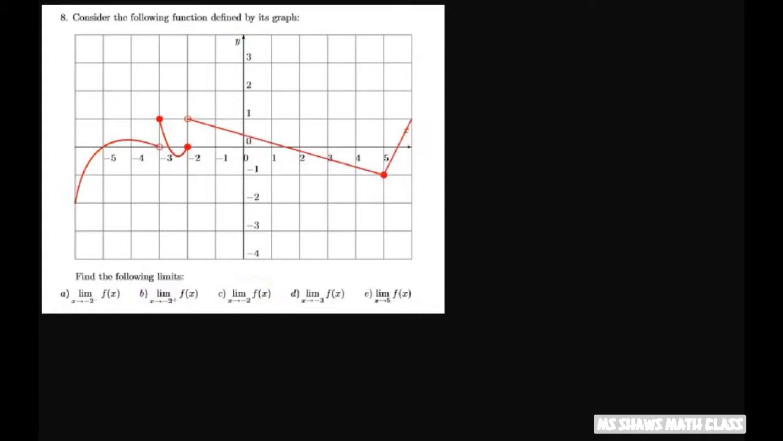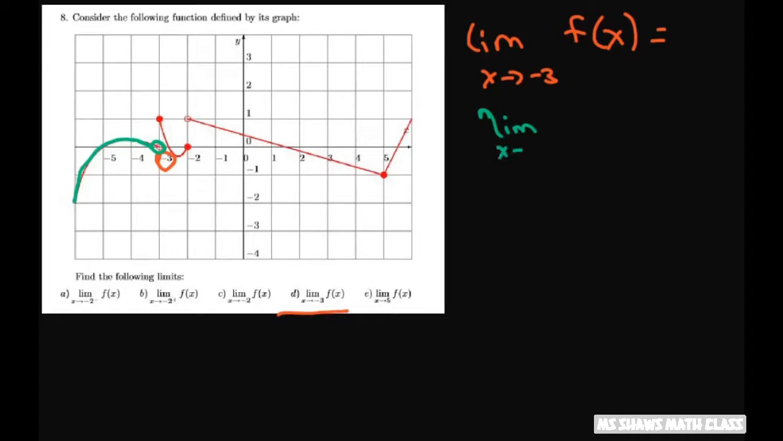Okay, the next one says this. We're going to find the limit as x approaches -3. Now, they didn't say right and left, so we have to do right and left. So where's -3? -3 is right here. So if you're coming from the left, even though it can't equal it, you can get close to it. So if you take the limit as x approaches -3 from the left, you get 0.